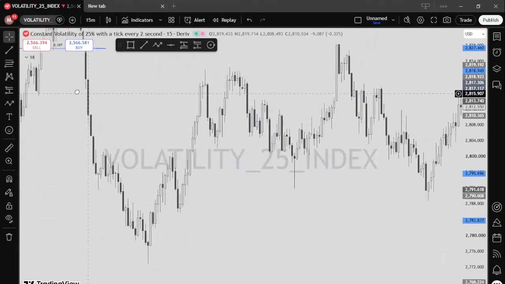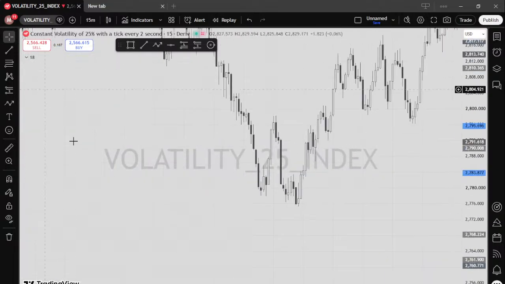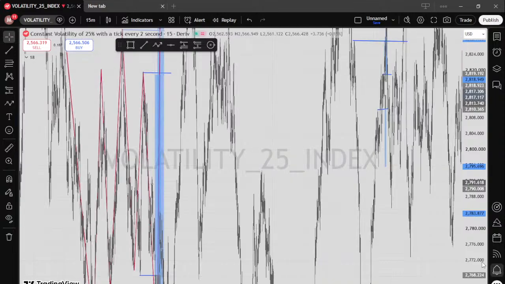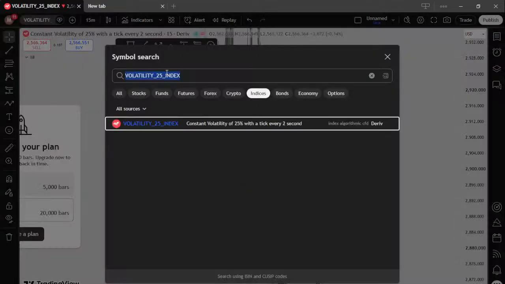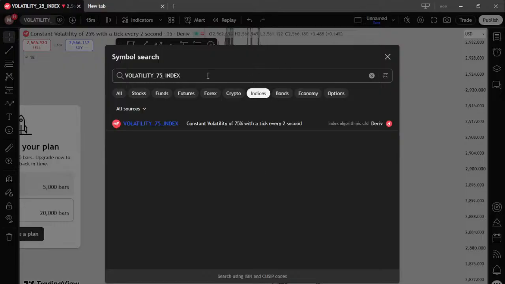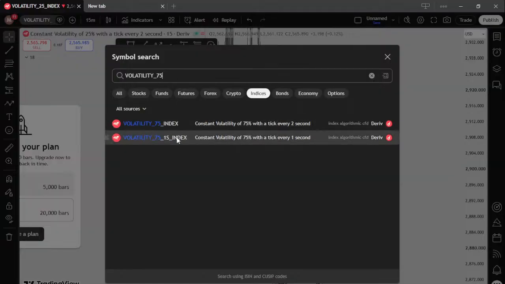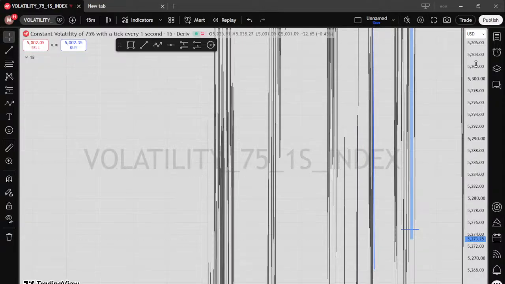Very very good time. I think those are the only times I've traded 25 index. I think. Yeah, every time I traded 25 index. What other index have I traded? Oh, 25, 75, 75, 75. I think I traded 1 second. Yes, I've traded 1 second.